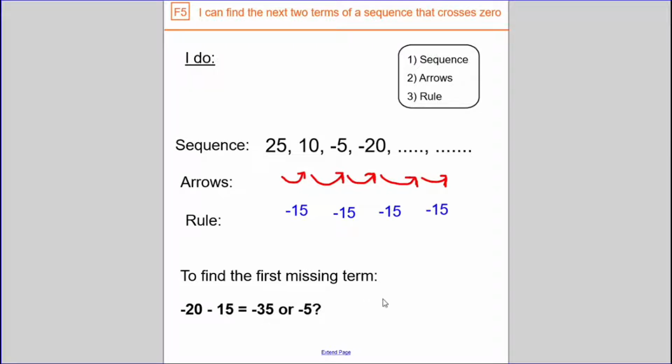So to find our first missing term, we need to use our previous term, which is -20, and we need to subtract 15. Now, is the answer going to be -35 or is it going to be -5? So our answer is going to be -35, and the reason why is when we are subtracting, we are getting further away from 0 when it comes to negative numbers. We would have had -5 if we are adding or getting closer to 0, so we keep the -35.